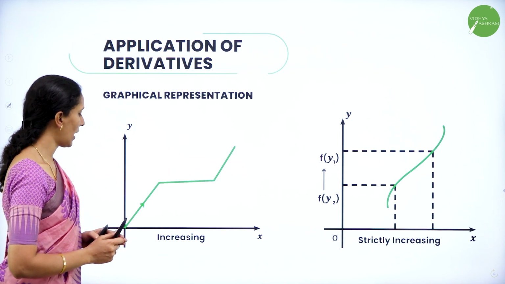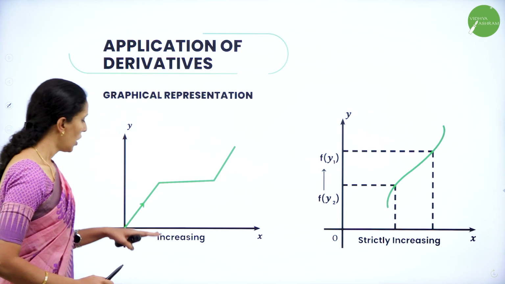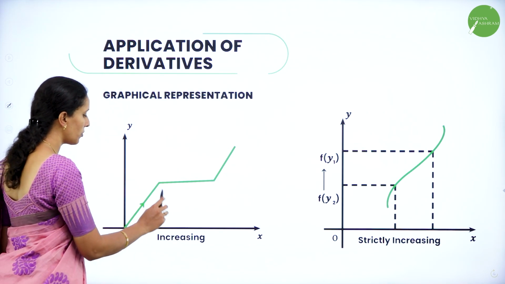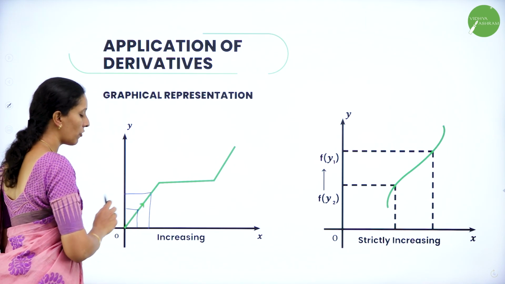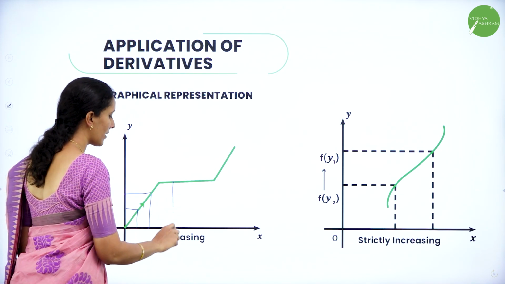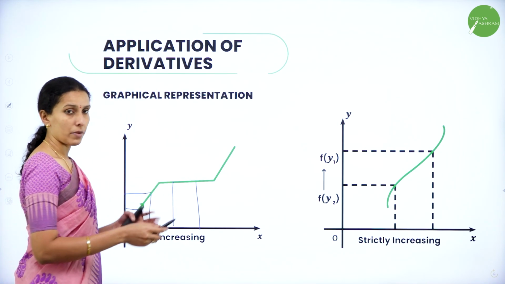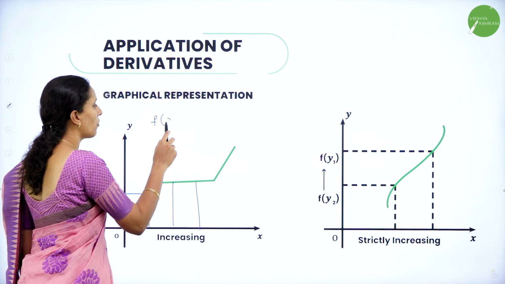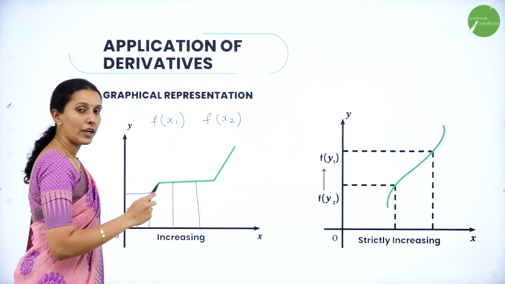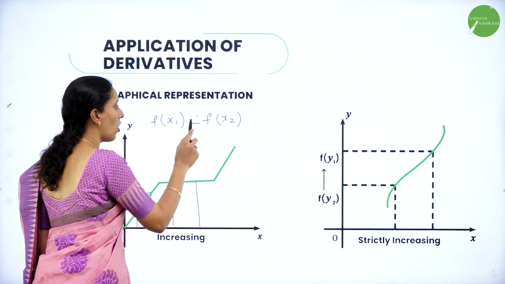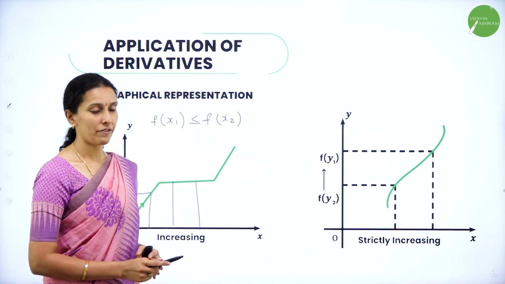We can observe two graphs here. One is an increasing function, one is a strictly increasing function. Why is this an increasing function? Suppose you take any two points, x1 and x2. Then f of x1 and f of x2 are different. Suppose you take x1 and x2 here. Then f of x1 and f of x2 are the same. So for some values of x1 and x2, the value of f of x1 and f of x2 may be equal or less than. So this is an example for increasing function.